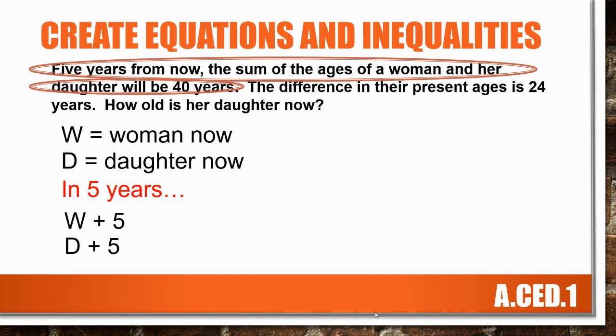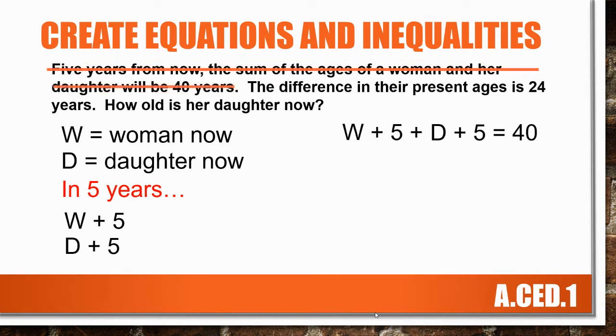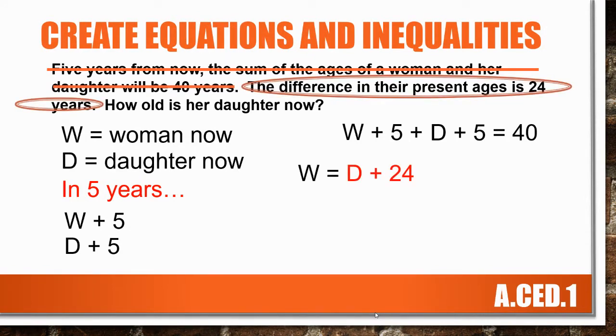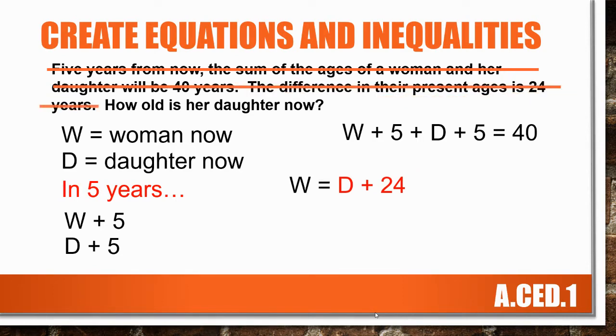Let's see what the rest of the sentence says. The sum of the ages of a woman and her daughter will be 40 years in 5 years. So we're going to use W plus 5 plus D plus 5 equal 40. Now let's see what else we know. We finished with that sentence. The difference in their present ages is 24. That means that mom is 24 years older than daughter. So W equals D plus 24, daughter plus 24. And we line that out.